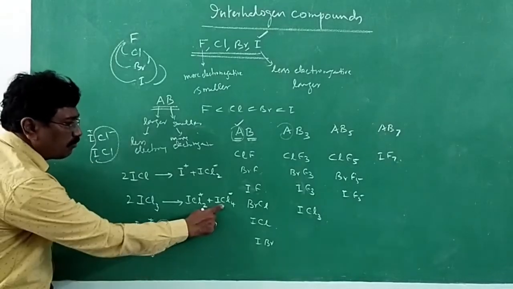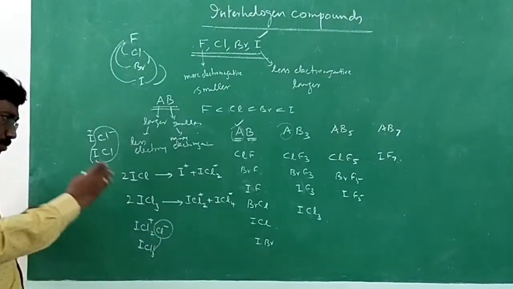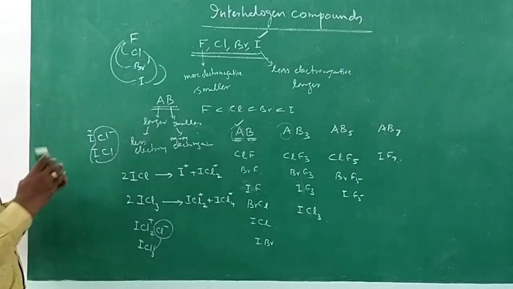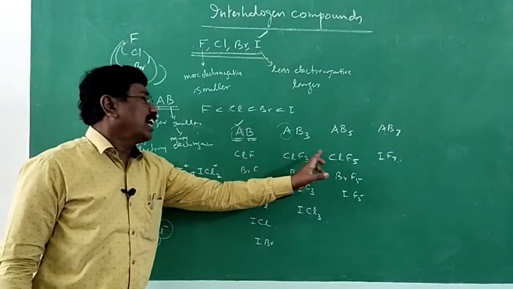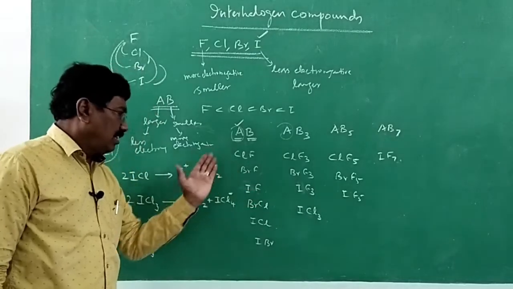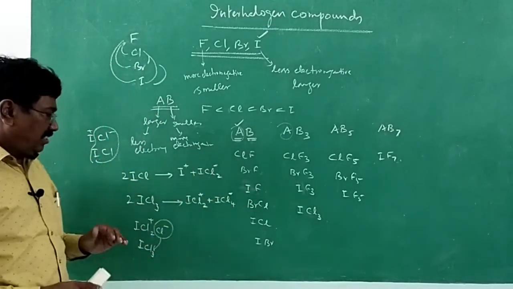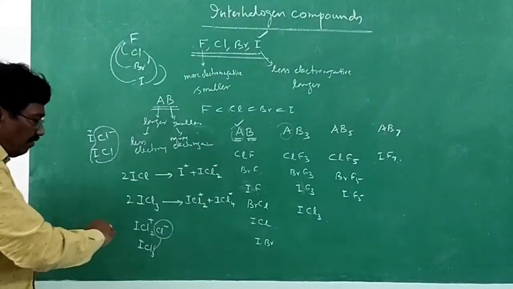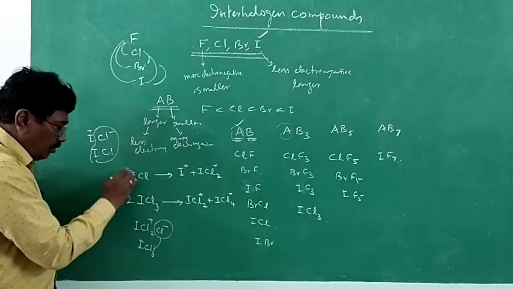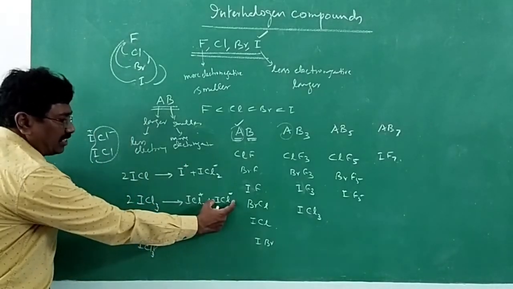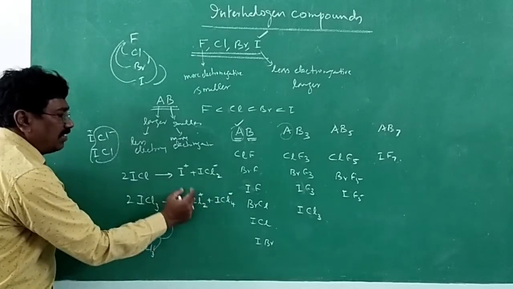Such auto-ionization is always possible with interhalogen compounds because of the electronegativity difference between the 2 halogens. The less electronegative element which is present at the last may lead another molecule to get the negative charge, leaving positive charge in the first molecule.